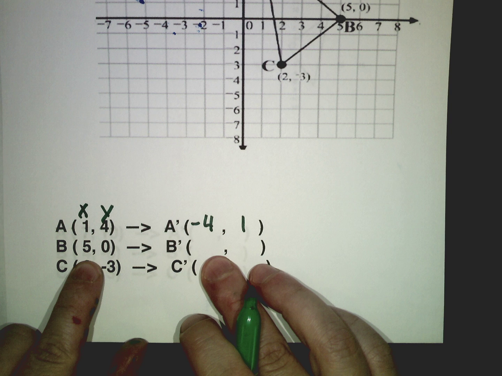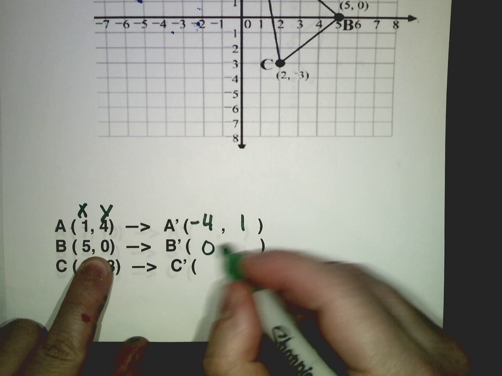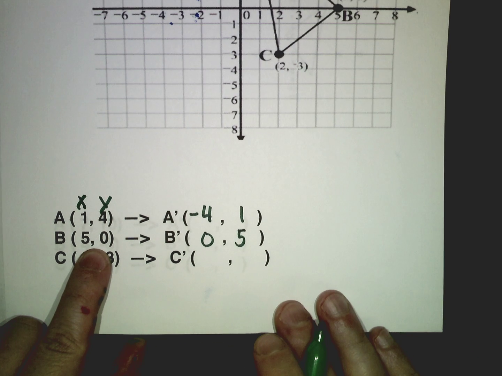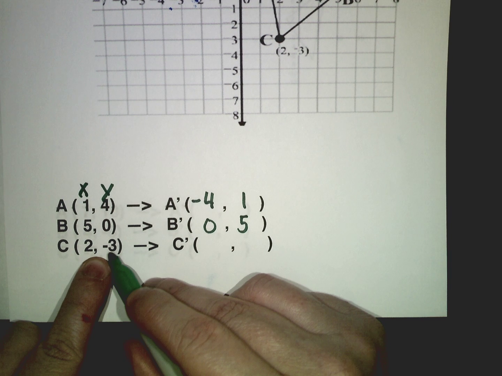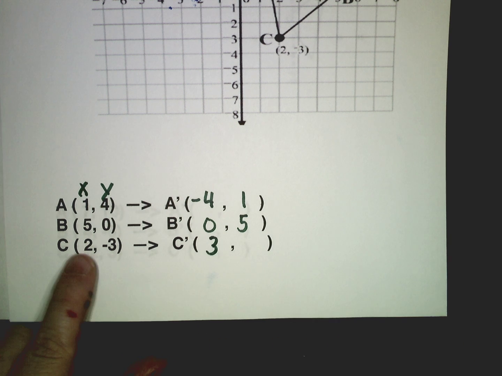Again, negative y. Well, my y is 0. Negative 0 is just 0. I'll put the x over here. I flip them, and I make the first one negative. Then I do negative y. Negative a negative 3, though, is a positive 3. I put the y over here.